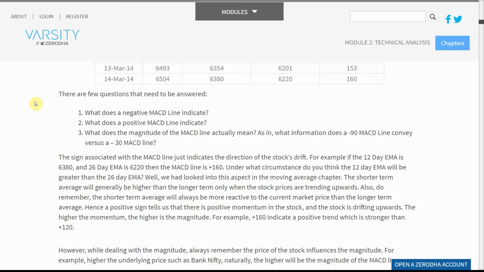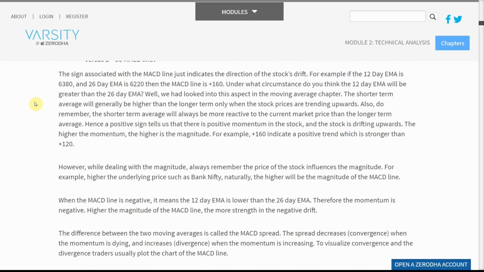The shorter-term average will generally be higher than the longer-term average only when the stock prices are trending upwards. Also, do remember, the shorter-term average will always be more reactive to the current market price than the longer-term average. Hence, a positive sign tells us that there is positive momentum in the stock, and the stock is drifting upwards. The higher the momentum, the higher is the magnitude.